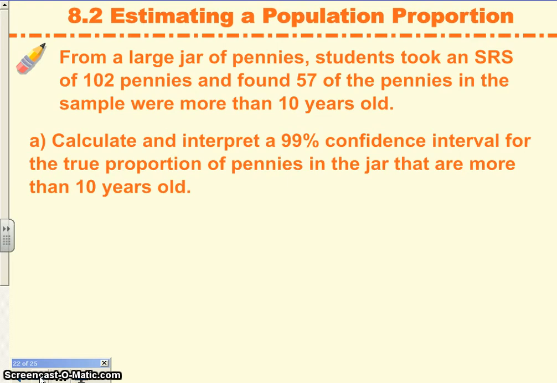First thing I need to know is what statistic am I looking at? What parameter am I trying to estimate? Well, it tells me that I want a confidence interval for the true proportion. So I'm looking for a p-value. That means I'm going to be working with p hat as my statistic. I'm going to try to estimate a p hat.